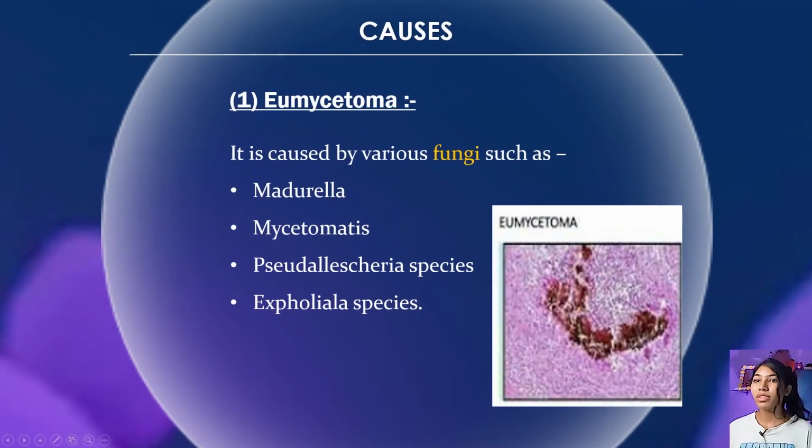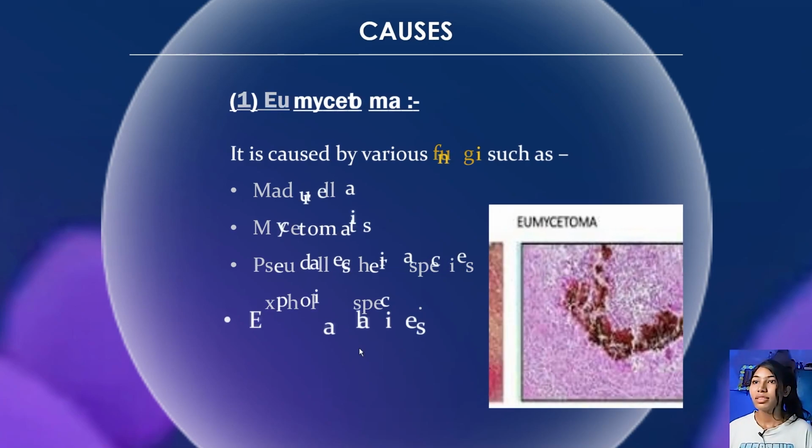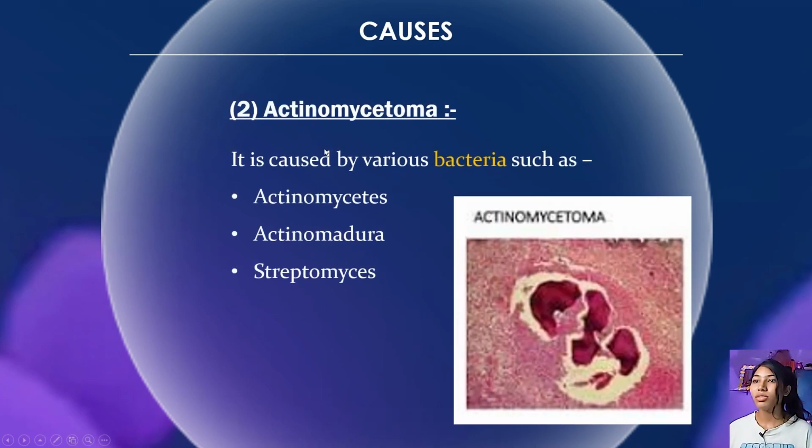Eumycetoma is caused by various fungi like Madurella mycetomatis, Pseudallescheria species, and Exophiala species. This is a microscopic image of eumycetoma. Then next is actinomycetoma. Actinomycetoma is caused by various bacteria like Actinomadura, Actinomyces, and Streptomyces. This is a microscopic image of actinomycetoma.